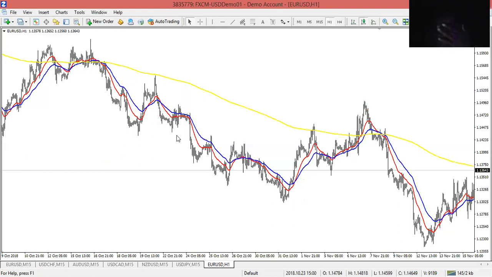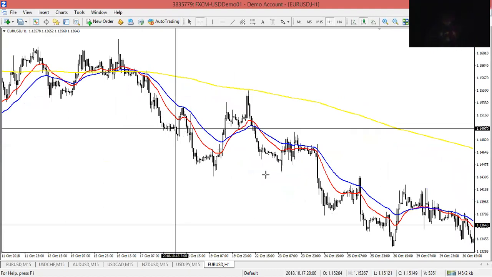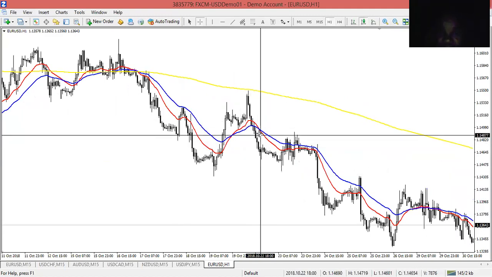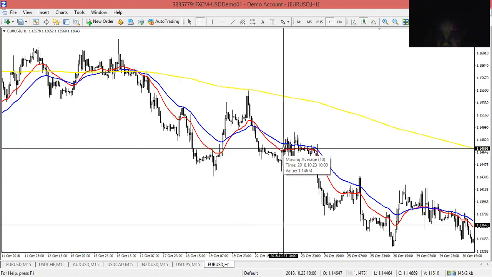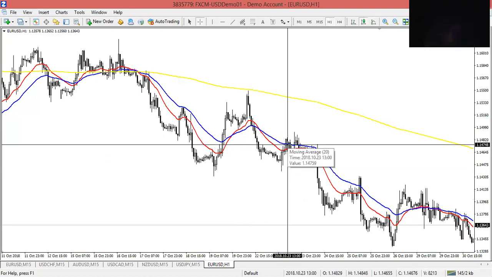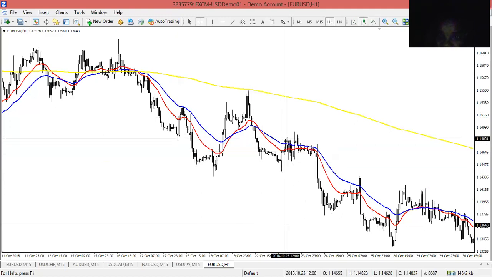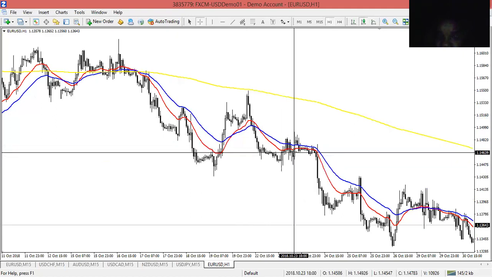Why am I saying so? Now I've expanded it. Here's our entry. You can see when it crossed back, it moved down to this level, then it pulled back up. On pulling back up, this is where you now enter, when the candlestick closes below this red. Then you enter here.